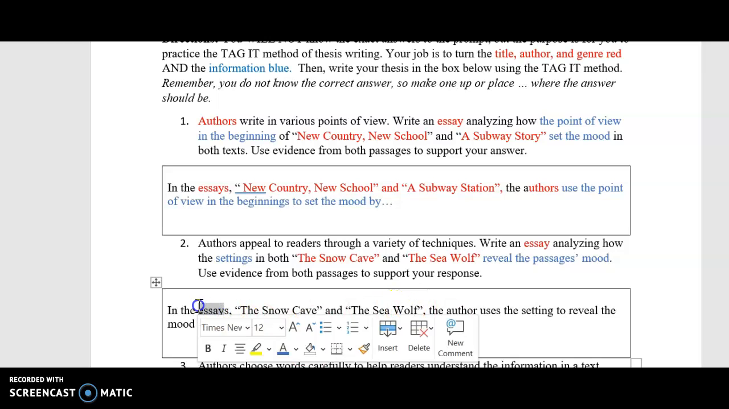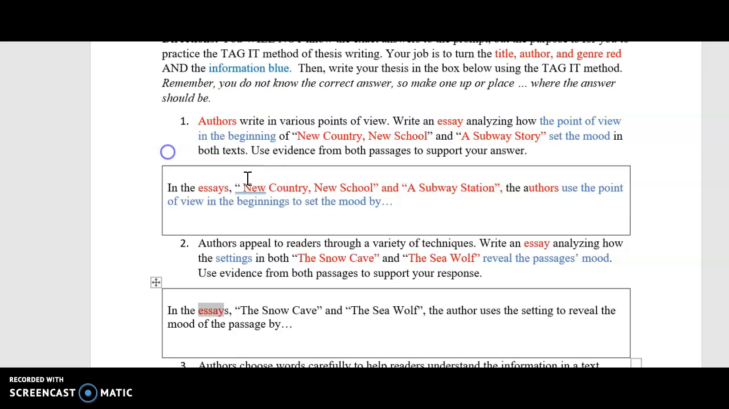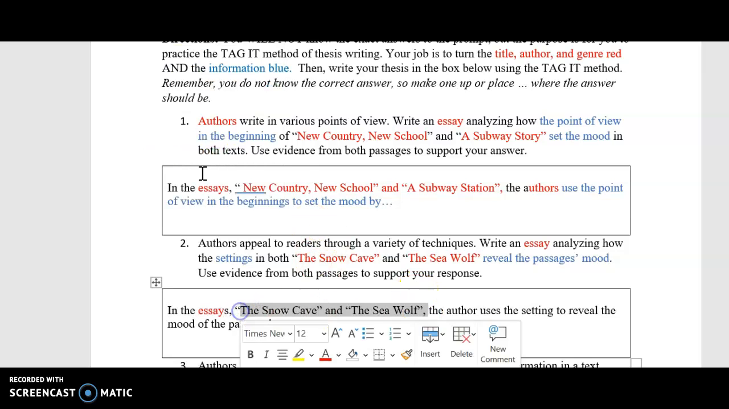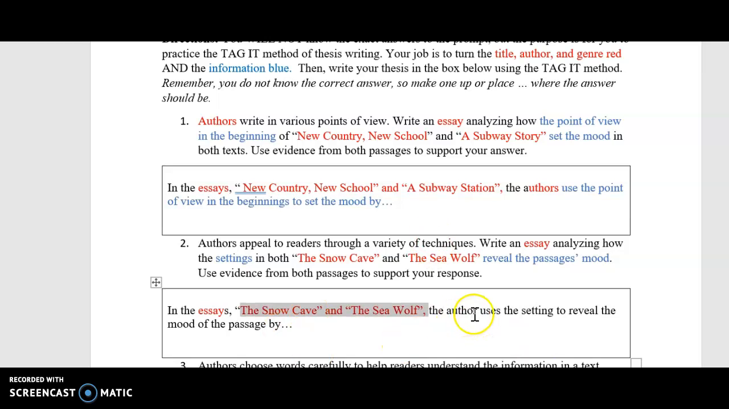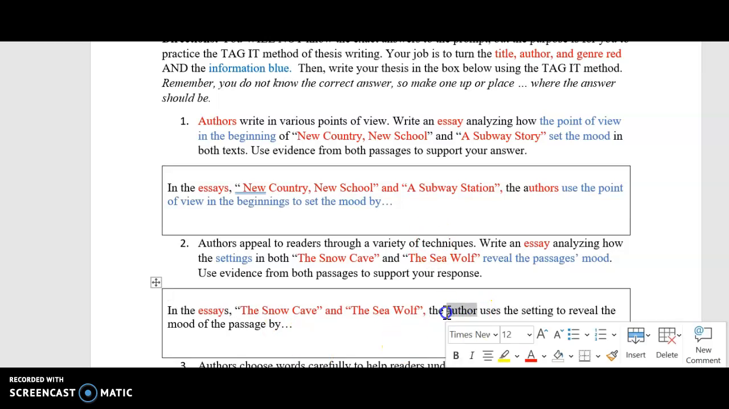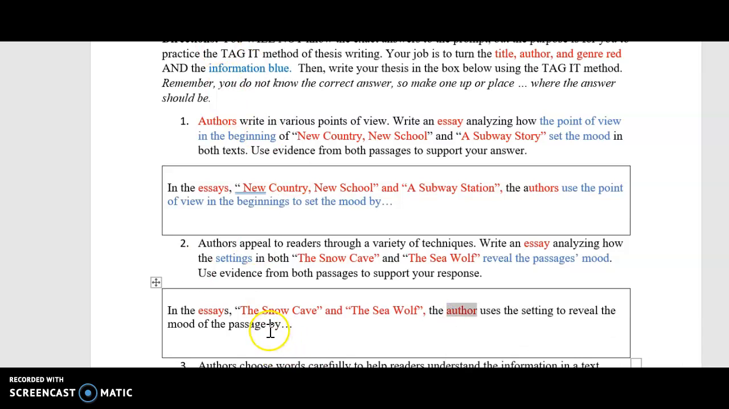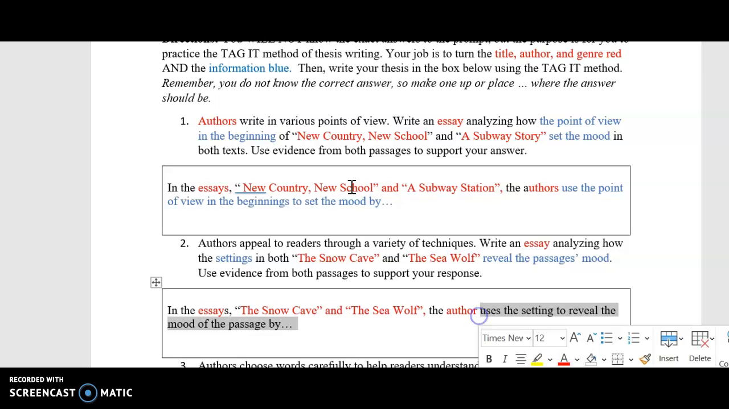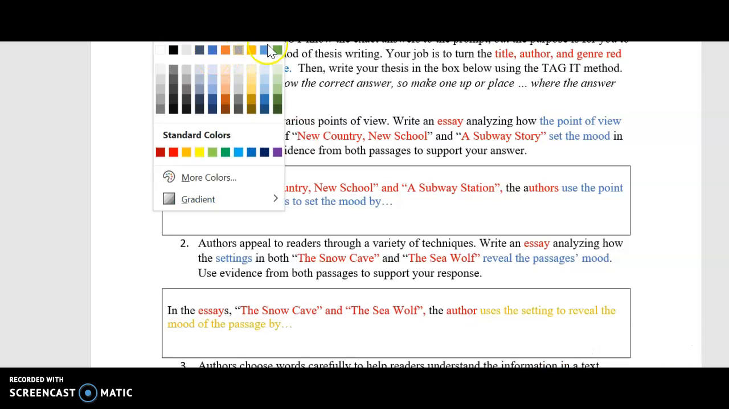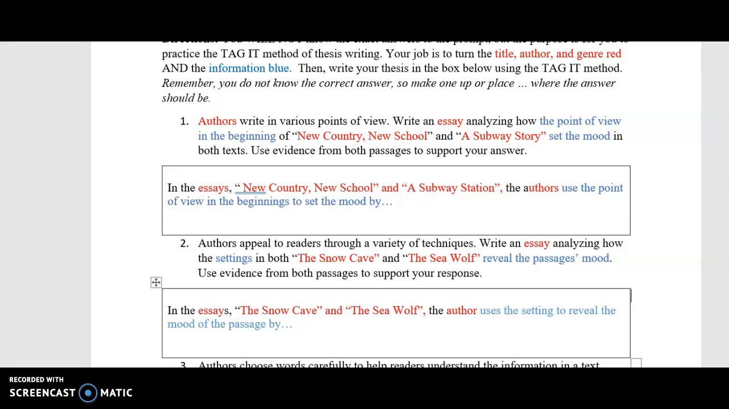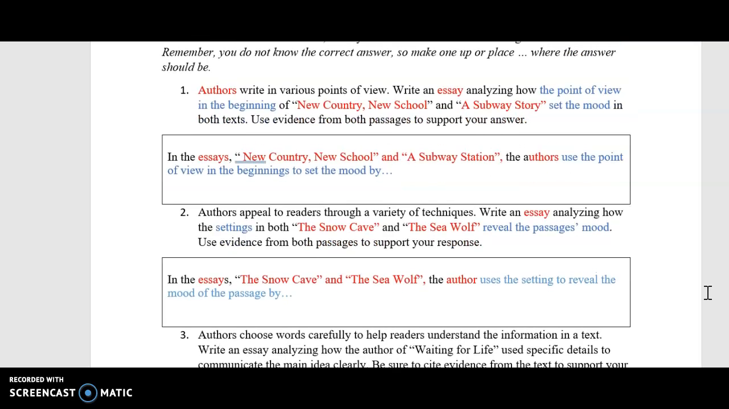So once again, we have our type of writing, we have our two titles, we have not an author name, but we say the author, whoever wrote it, and then we have our information in blue. So this is what you're supposed to do for the rest of the thesis writing prompts, okay? So you're taking the prompt, you're tagging it, and then you're writing your sentence, okay? And this one sentence will be your introduction for your TDA. This is how you will do it when you write TDAs for me for the rest of the year.